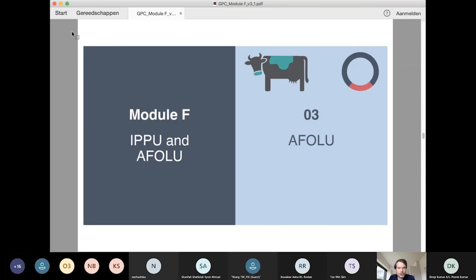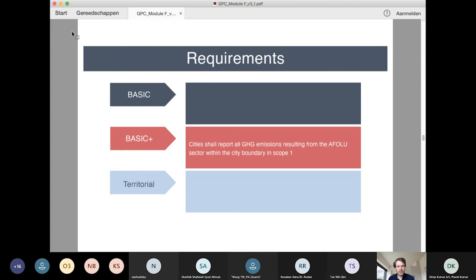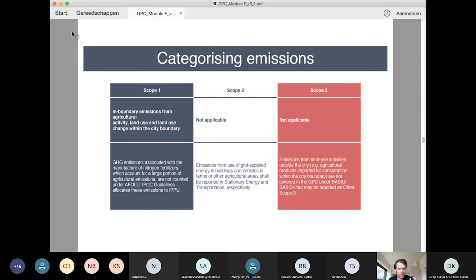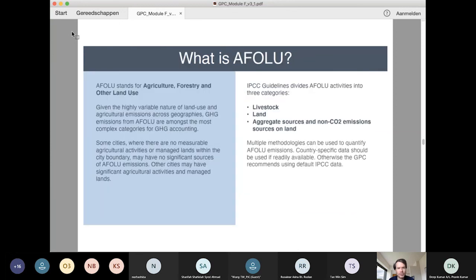Okay, so that's it. We now move on to the next sector, which is AFOLU, which is the land use sector. And this is a basic plus source as well. You're required to report all your emissions resulting from AFOLU within scope 1, basic plus. Scope 1 is all in-boundary emissions from agricultural activity and land use activity. Scope 2 isn't applicable, and scope 3 isn't applicable, but may be reported as other scope 3. But for now, we're just focusing on scope 1 AFOLU. That's what's required for basic plus. But again, basic plus is optional. It's not a mandatory requirement.